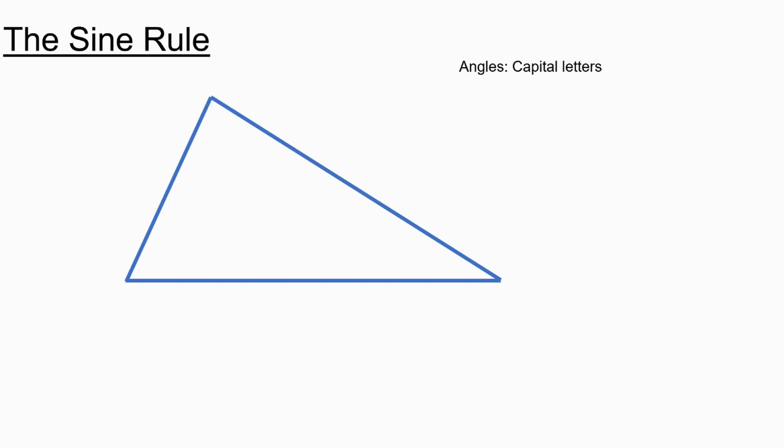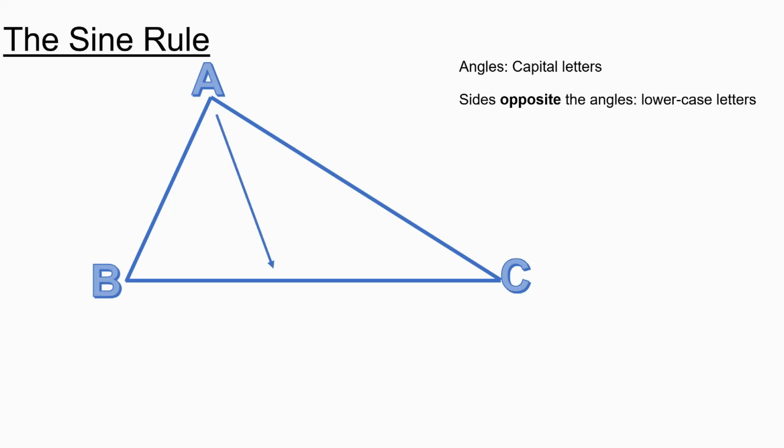Instead, we label the angles with capital letters, A, B, and C, and then the sides which are opposite the angles, we use lowercase letters to label. I generally call the capital A big A, and then the opposite side to capital A would be little a. So capital B, little b, capital C, little c. And that's how we would label any non-right-angled triangle.